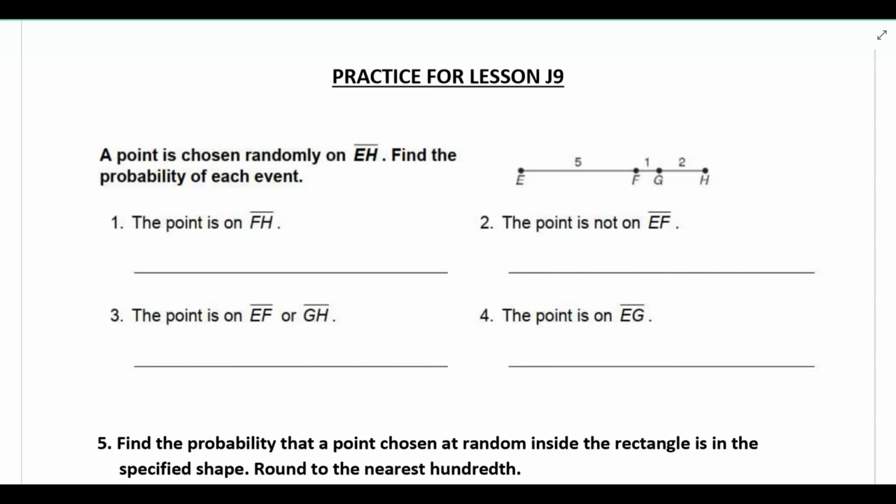Okay, last review before we're done with this unit. Okay, lesson J9, we're talking about geometric probability. So what this really means is the probability that an event is to occur.